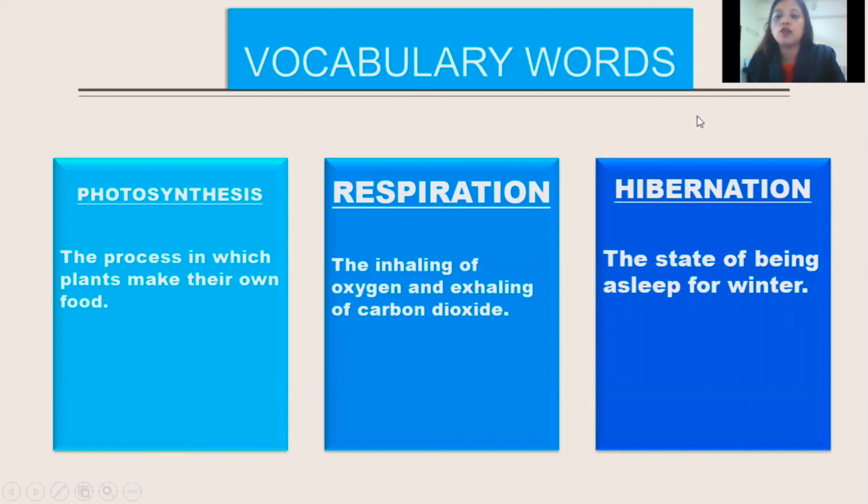Next, this is what we call hibernation. Hibernation is the state of being asleep for winter. Mostly animals are asleep during winter. They are in a deep sleep for winter. That is what we call hibernation.